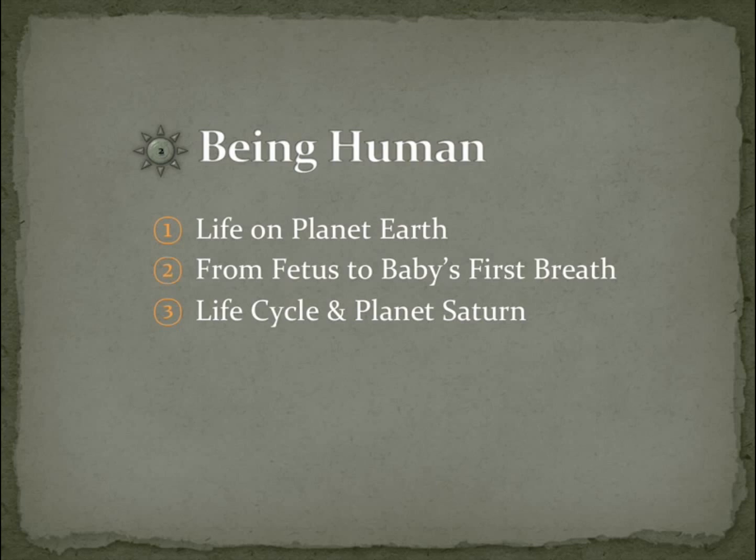In the last chapter, I covered planet Earth, our solar system, and zodiac. In this chapter, my focus will be on what it means to be a human being living on Earth. I will talk about the birth process and the importance of a baby's first breath in astrology. I will finish up with a discussion about the human life cycle and planet Saturn's role in it.